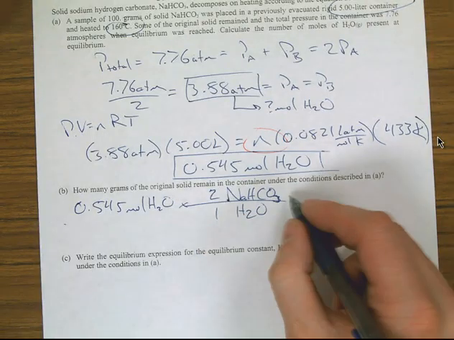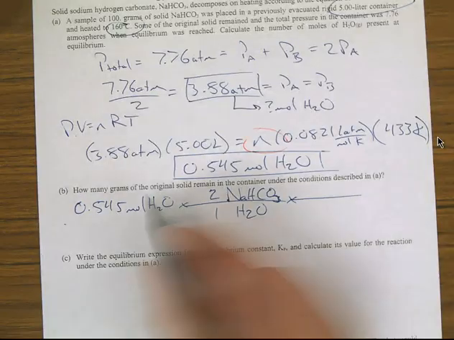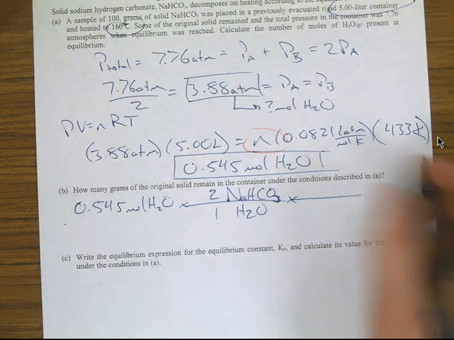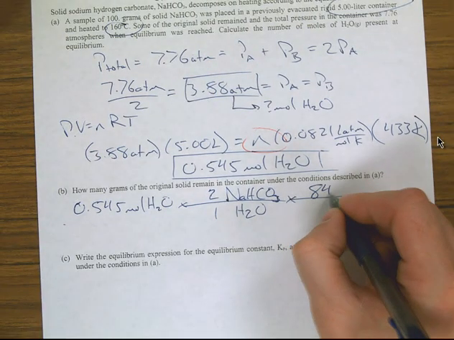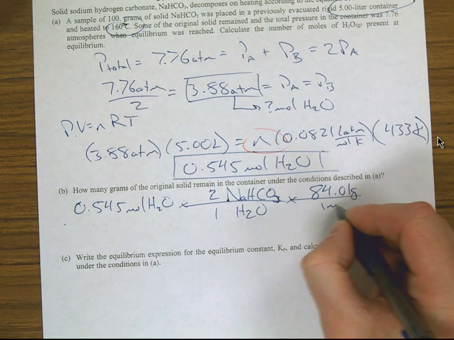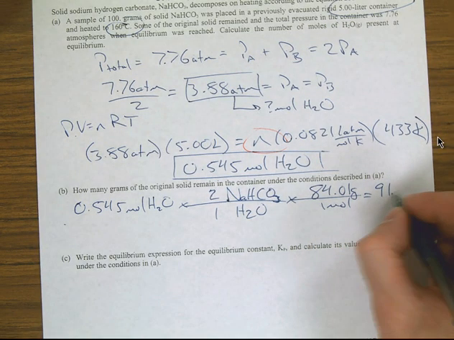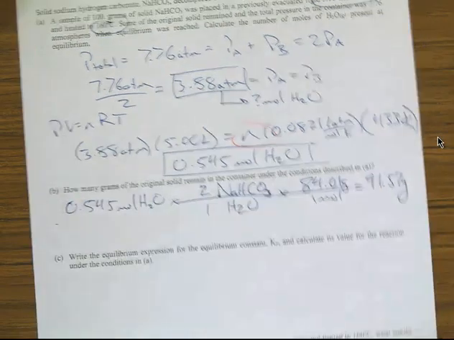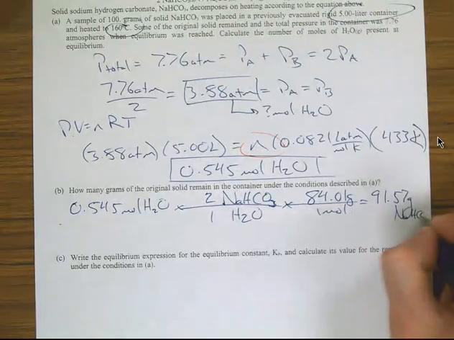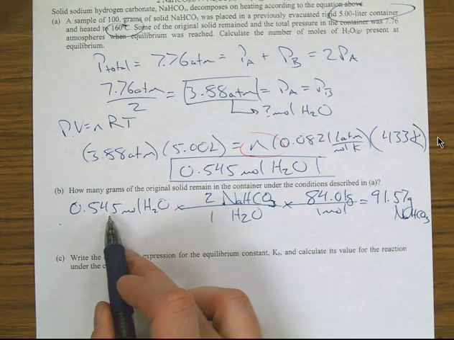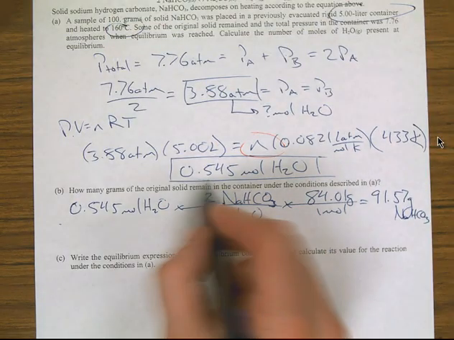And then I want to figure out the mass of the sodium hydrogen carbonate, because I'm trying to figure out the grams that it took to make that many moles of water. So I add up the molar mass of NaHCO3, and it's 84.01 grams per mole. And I get an answer of 91.57 grams. Now that's not the correct answer. That's actually how many grams of NaHCO3 it took to produce that many moles of gas, which we found in our container. What we have to do is figure out how much solid remains.